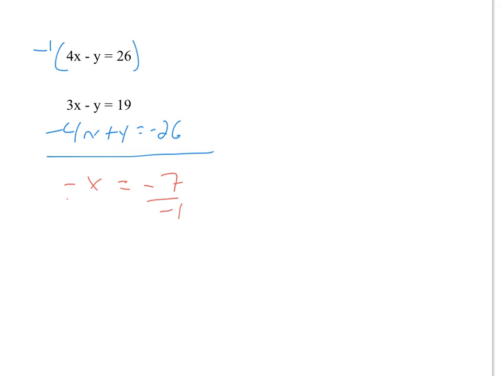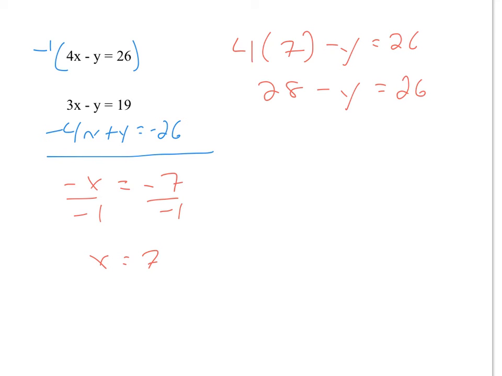Divide both sides by negative 1. X is 7. If x is 7, let's plug that back in. We'll plug it back into the first one since that's what we have. So I have 4 times x, which is 7, minus y is equal to 26. 4 times 7 is 28, minus y is equal to 26. Subtract the 28 from both sides. I get negative y is equal to negative 2. Therefore, y is equal to 2.